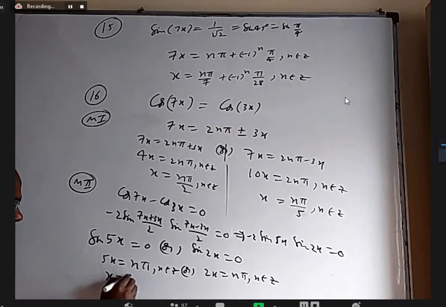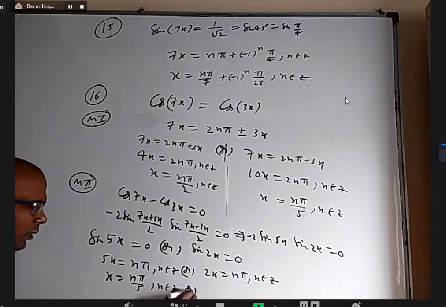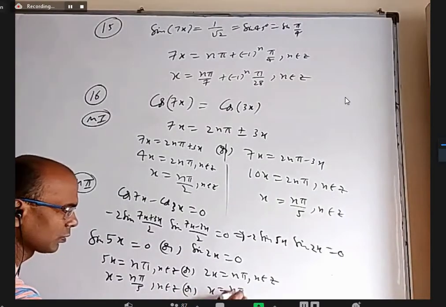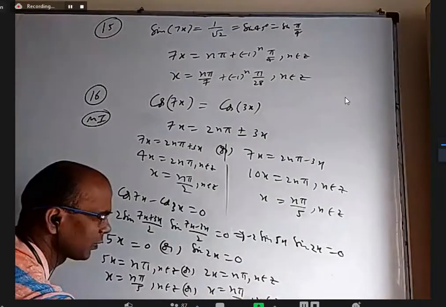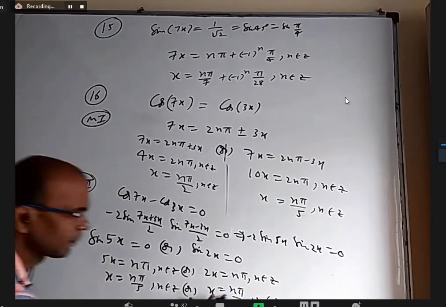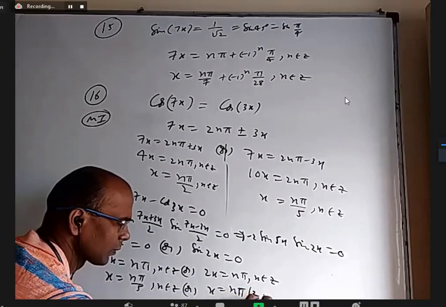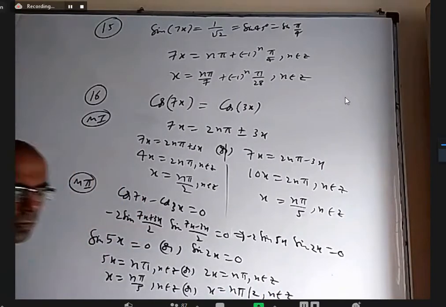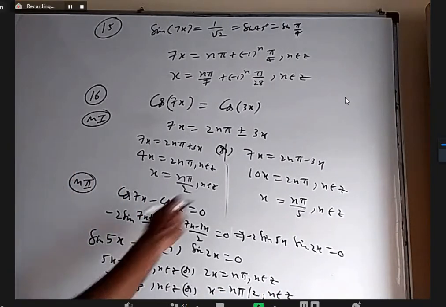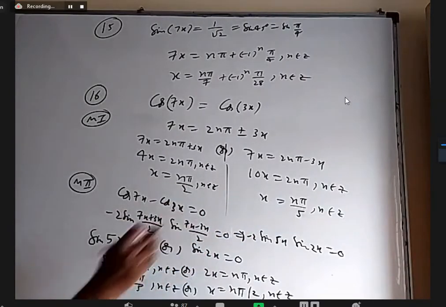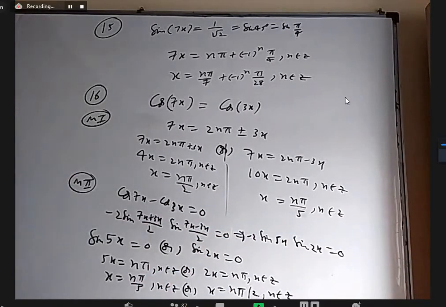So x is equal to n pi by 5, n belongs to Z, or x is equal to n pi by 2, where n belongs to Z. Same answer. Here also we got n pi by 5, n pi by 2, here also same. So the method may appear different, but finally the answers are same.